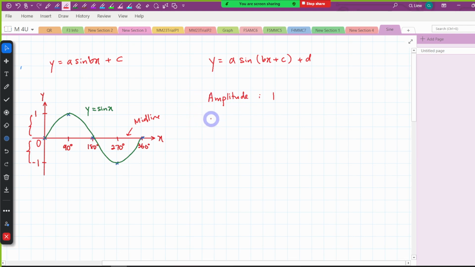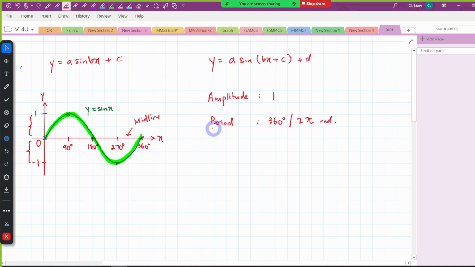Second, period. What's period? Period is the angle required for the graph to complete a full cycle. Now you notice that this graph needs 360 degrees to complete a full cycle. Therefore, we say the period of this graph is 360 degrees or 2 pi radian.